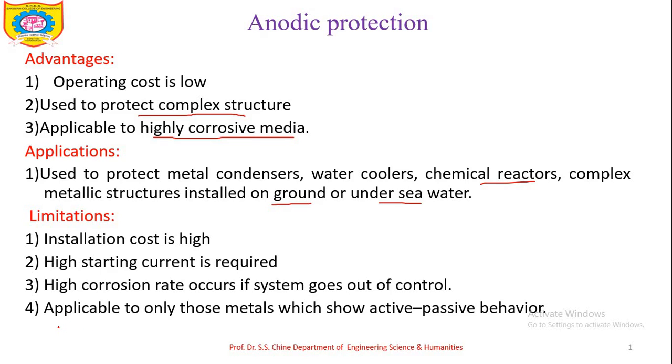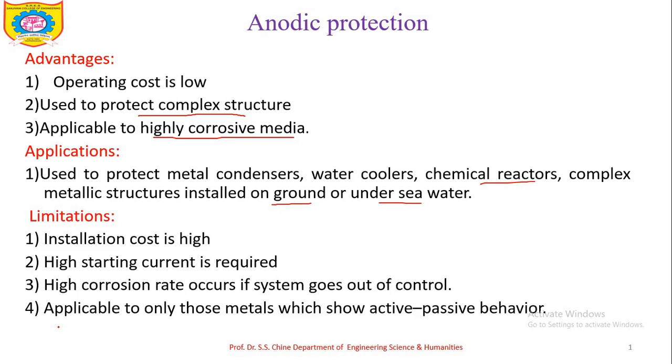Then limitations of this anodic protection. As already I told you, the installation cost is high. Then high starting current is required. Then high corrosion rate occurs if the system goes out of control. We need to take care to control the system, and it is applicable to only those metals which show active passive transition. At the starting of this anodic protection, I told you this method is applicable only in the metals which show active passive transition, that is the phenomenon of passivity.